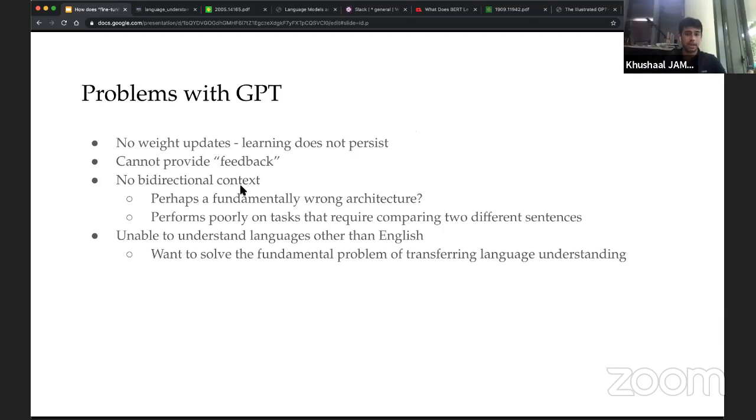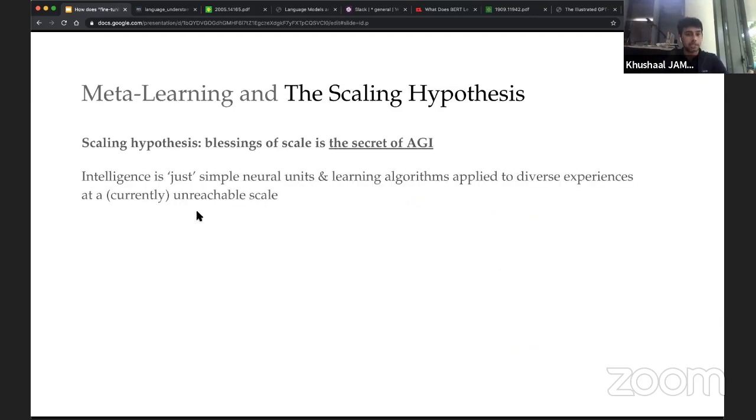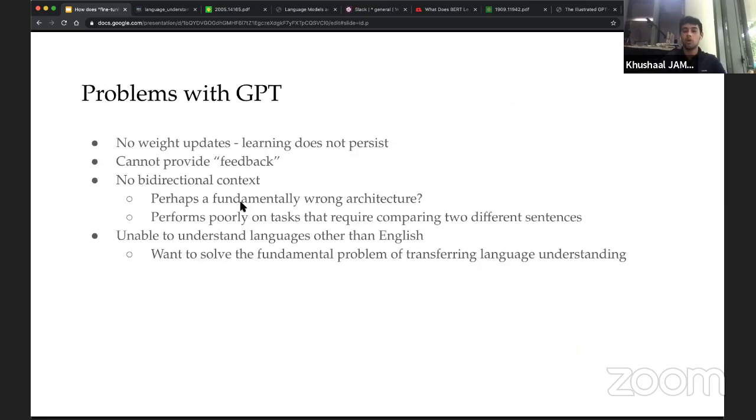Another problem, there's no bidirectional context. Unlike BERT, and this is a really good thing about BERT, it can take into account bidirectional context, which suggests that even if the scaling hypothesis is true and all we need to do is scale up very simple architectures, perhaps this is the wrong architecture. And this also explains why it performs so poorly on tasks which require you to compare two sentences.